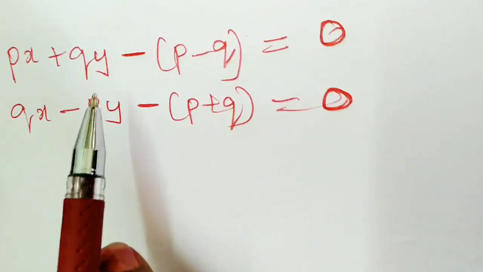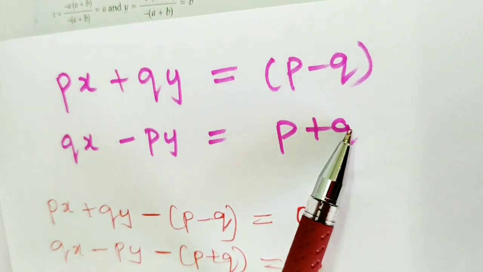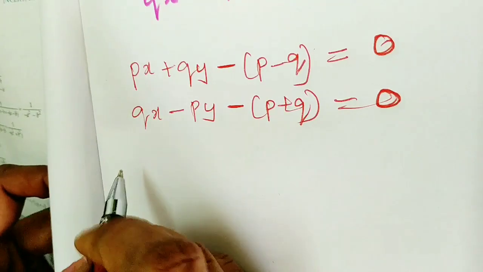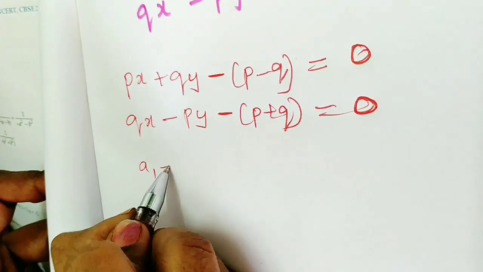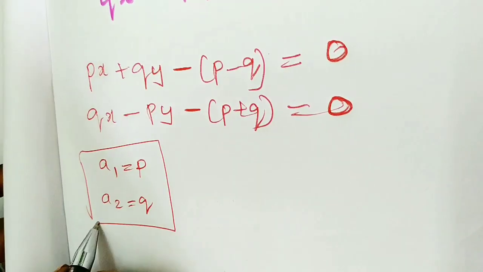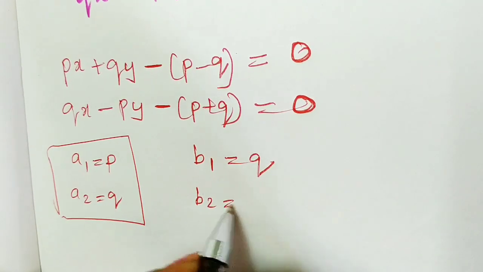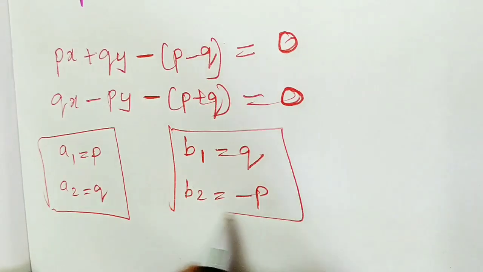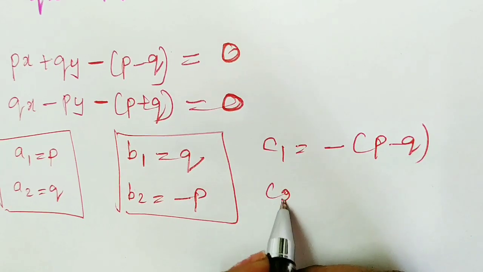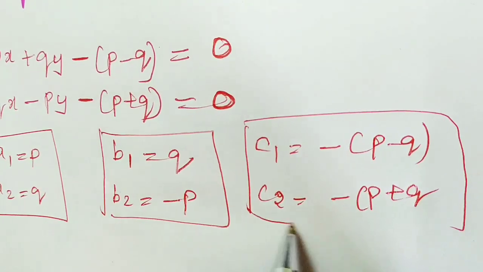If you want to use cross multiplication method, the first step is bring c1 to this side and then c2 to this side and frame a proper linear equation. Now, if you want, you can write the values. Our a1 value is p. What is our a2 value? Q. a1 and a2 values are p and q. Now, what is our b1 value? Q. What is our b2 value? Minus p. Got the idea? Now, what is our c1 value? Minus of p minus q. What is our c2 value? Minus of p plus q. Please write all these values and then continue the sum.